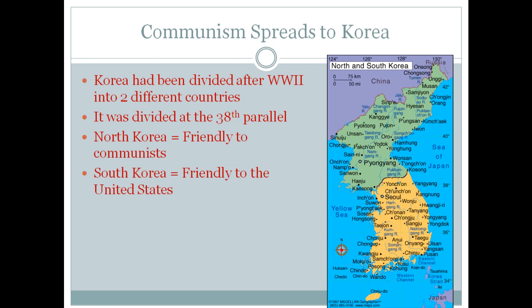Korea, after World War II, had been divided into two different countries. It was divided at the 38th parallel. North Korea, the northern part of Korea obviously, is friendly to communists, so it is a communist country. South Korea is friendly to the United States, a democratic country.